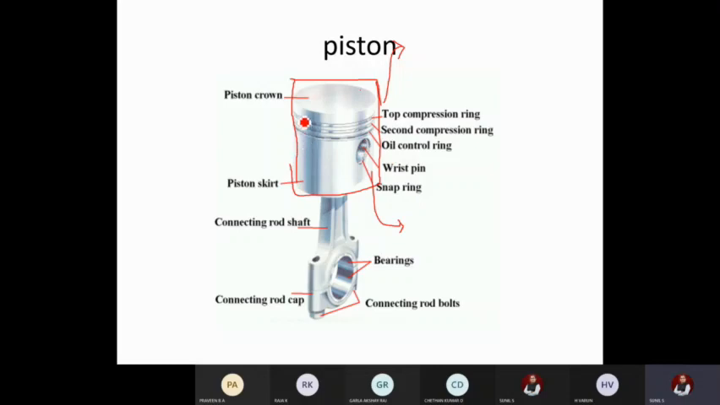See here, there are 3 rings. The region below the 3 rings is called the skirt of the piston. So this entire structure is called the piston, followed by the connecting rod, crankshaft and all the other components. The important regions are, first, the piston crown, followed by 3 rings. First is compression, second is compression plus oil control, third is the oil control ring, followed by the wrist pin or gudgeon pin and the snap ring. The region below these rings is called the piston skirt. So these are the various regions of the piston.